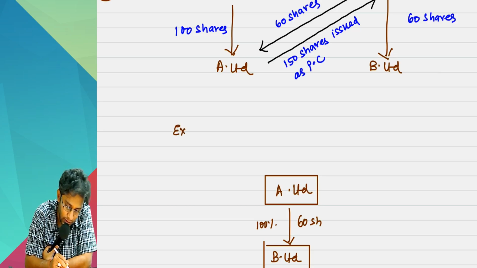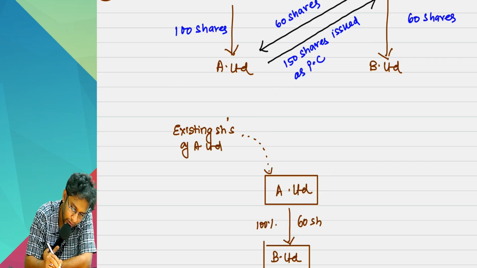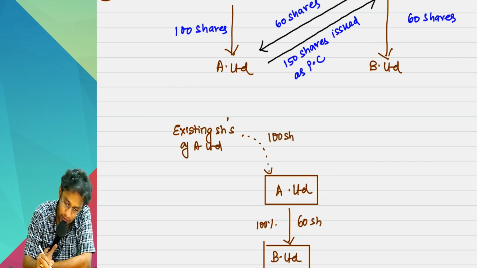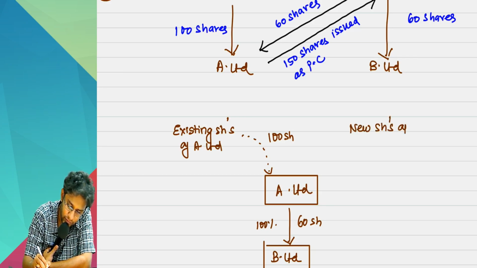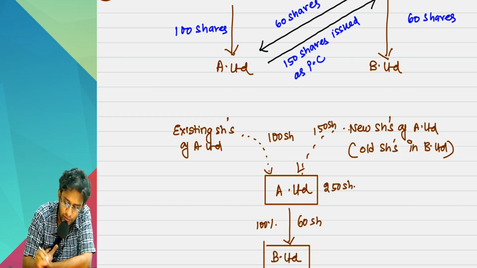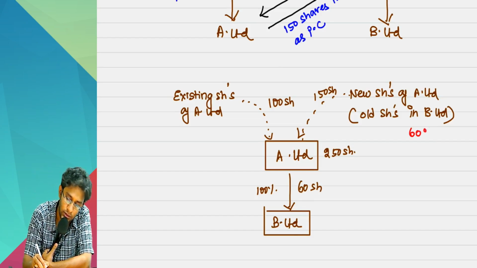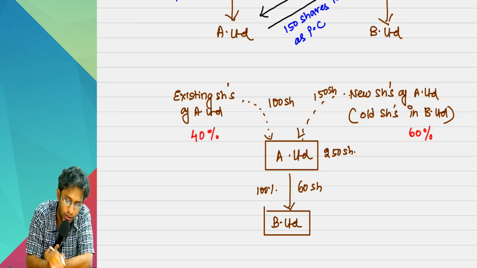Now, existing shareholders of A limited have 100 shares. New shareholders of A limited, who are also old shareholders in B limited, have 150 shares. So out of your total 250 shares, 150 shares are held by outsiders. That means what percentage holding do they have? 60%. And these fellows have only 40%.